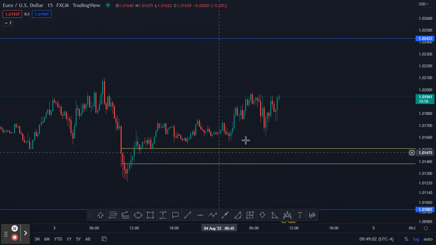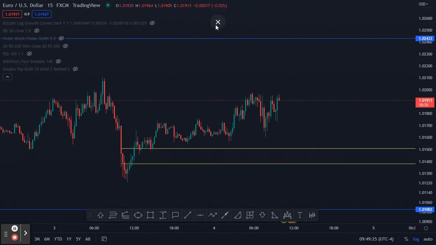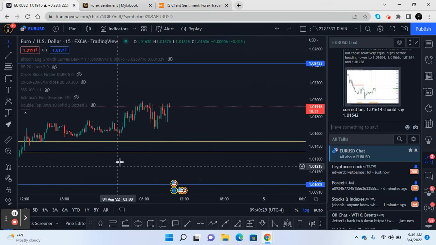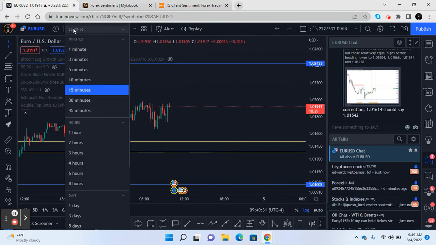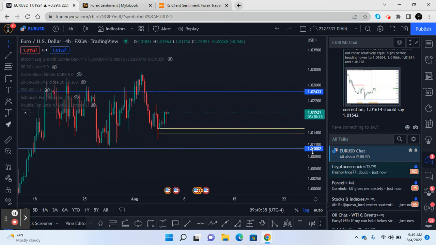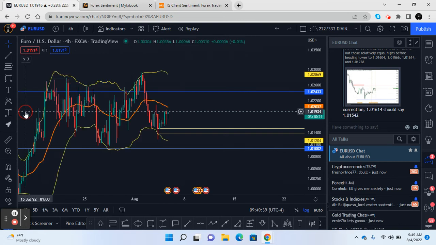Okay, now let's check out a few other plays. First, let's go to the higher time frame and see what it looks like with the Bollinger Bands actually put on. So let's go on the 4 hour chart and throw our Bollinger Bands on. All right, and this is what we got.